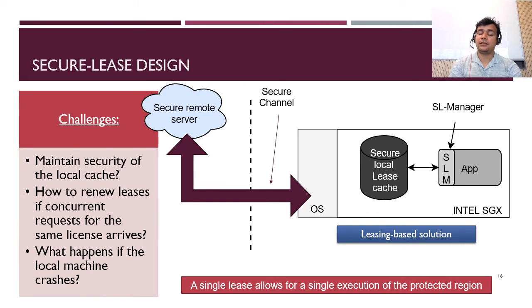Like we have to maintain the security of the local cache. Then we have to decide when to renew and approximately how many leases should be given to the local cache. And what happens if the local machine crashes, right? Because the cache is on the local machine, and if the machine goes down suddenly without graceful shutdown, what to do with the leases that were stored on the machine?